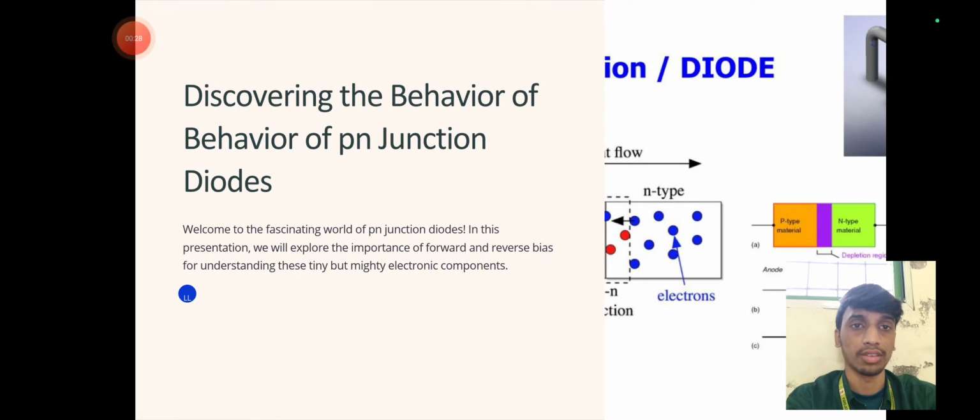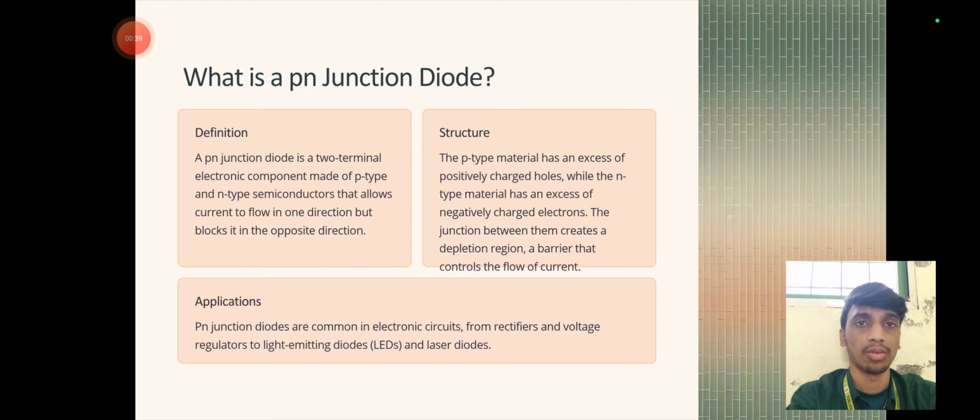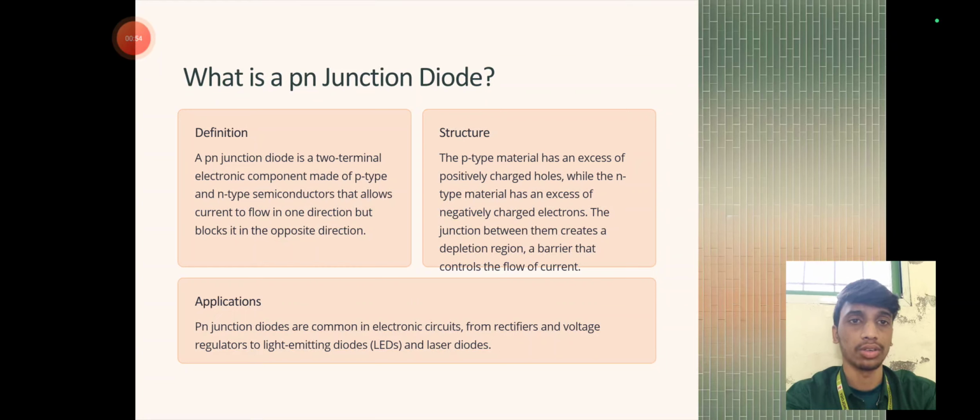In this presentation, we will explore the importance of forward and reverse bias for understanding these tiny but mighty electronic components. What is a PN junction diode? Definition: a junction diode is a two-terminal electronic component made of p-type and n-type semiconductors that allows current to flow in one direction but blocks it in the opposite direction.